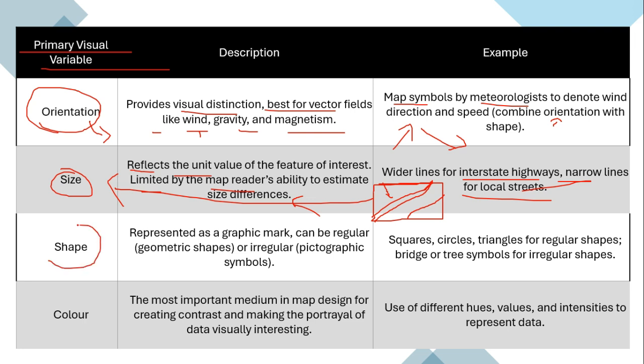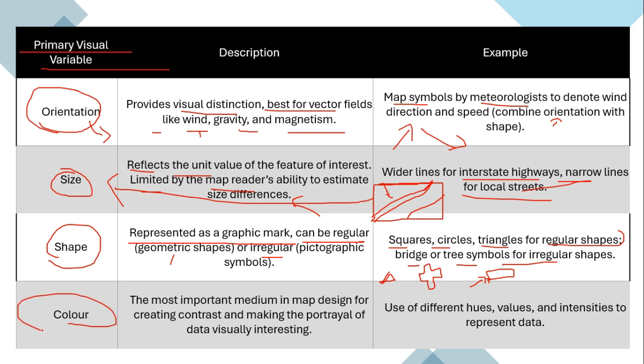Then we have the shape variable, represented as a graphic mark. This can be a regular geometric shape or an irregular pictographic symbol, like square, circle, triangles for regular shapes, bridge or tree symbols for irregular shapes. So whenever we are using any shape like a triangle as a symbol in a map for representing features, like the plus symbol we use to represent hospital location, the bridge symbol we use to represent bridge location, there the shape variable is used for feature representation.